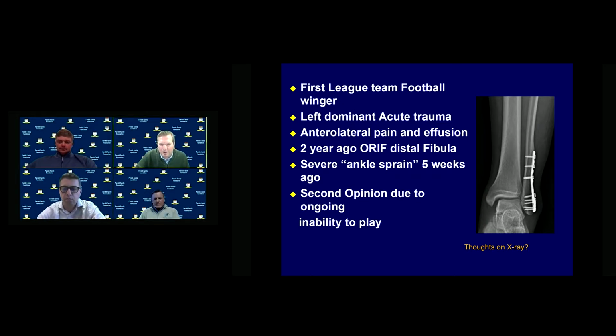Do you see anything concerning? Well, I think definitely you've got widening of the medial clear space. I'm assuming that this was done as an AP X-ray, and it doesn't look like there's very much tibiofibular overlap. So I would say there's probably been a syndesmosis injury as well.